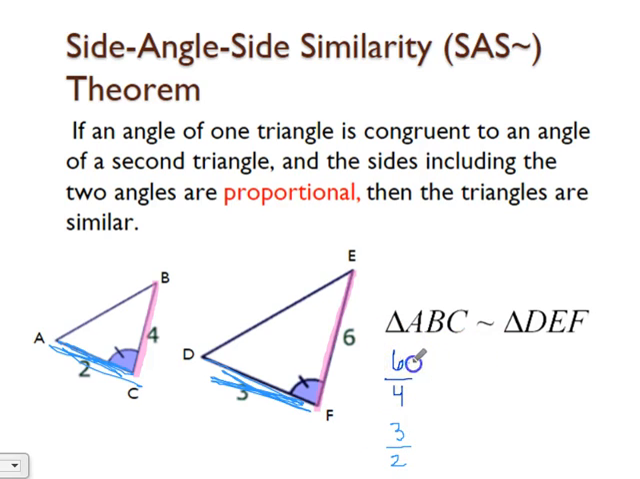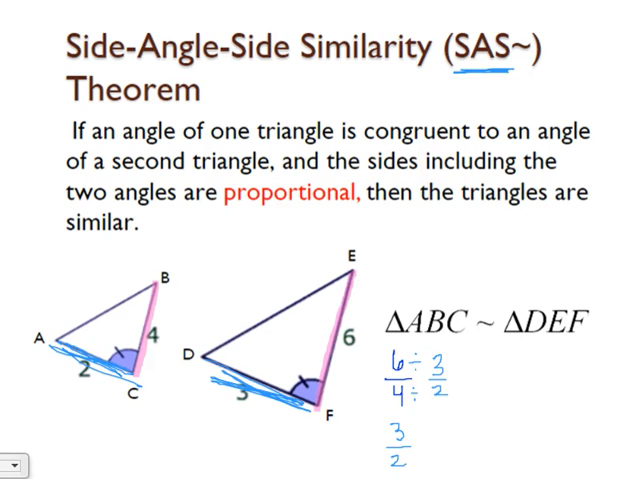And 6/4, if we divide out a 2, what does that reduce down to? 3/2. So these have the same scale, so we know that those two sets of sides are in fact proportional. Because the sides are proportional and they've got one set of corresponding congruent angles, then we can prove that these two triangles are in fact similar using the side angle side similarity theorem. I'm going to go on to the next slide now.